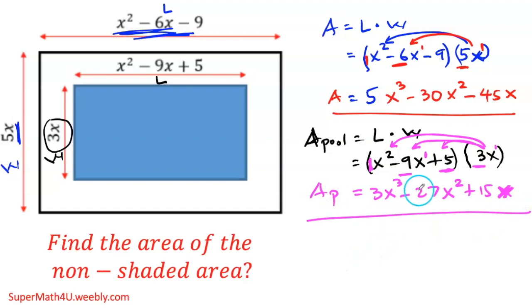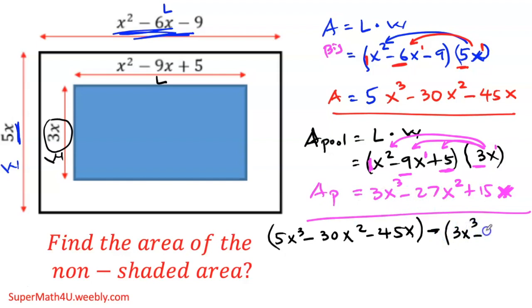All right, so now I have the big area, and I have the pool. What I do now is I subtract the outside minus the pool. Let's subtract that. So let's take the big area, which is going to be 5x cubed minus 30x squared minus 45x, right? Minus the pool, and this is the pool.